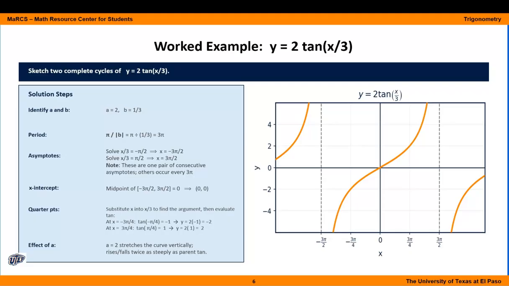The midpoint is 0, so the graph crosses the x-axis at 0, 0. At the quarter points, tangent equals plus and minus 1, and multiplying by 2 gives us y values of negative 2 and 2. These key points define the shape of the graph.